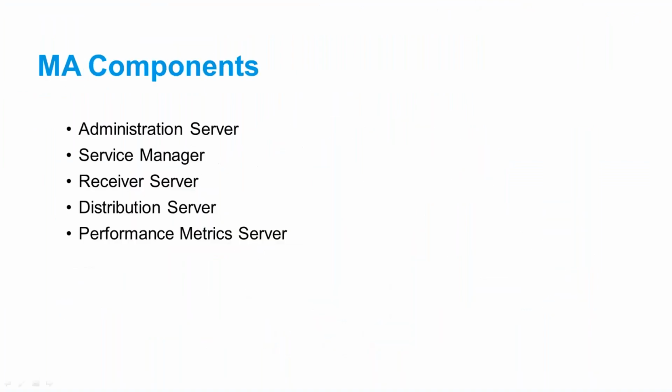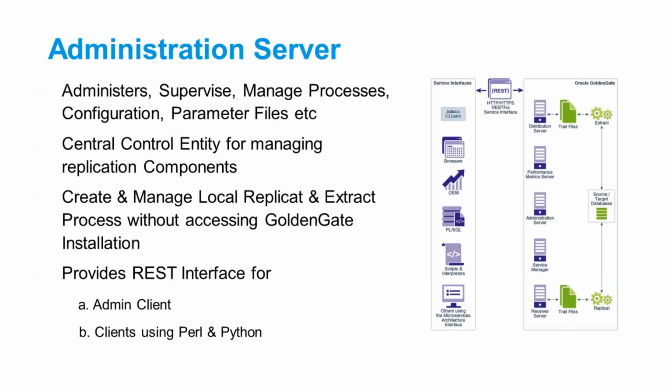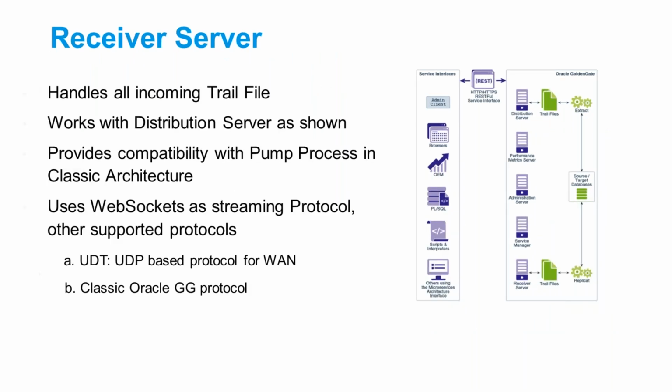So these are the components of the microservices architecture: administration server, service manager, receiver server, distribution server, and performance metrics server. Basically, the service manager is the watchdog for all other services like the admin server, receiver server, distribution server, and performance metrics server. And the admin server administers, supervises, and manages processes, configuration, parameter files, etc. So everything resides over here. It is the central control entity for managing replication components.